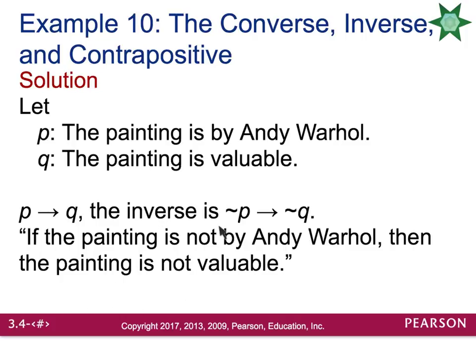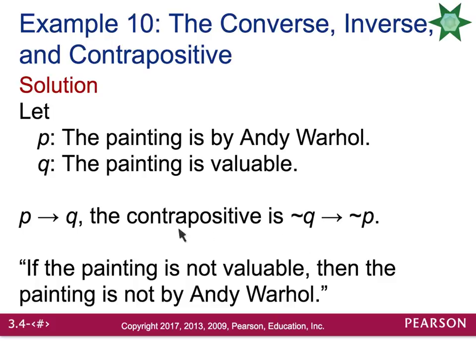The inverse keeps the order the same, but we change P and Q to the opposite. So instead of P arrow Q, we have negation P arrow negation Q. If the painting is not by Andy Warhol, then the painting is not valuable is how we translate the inverse statement. And then finally, for the contrapositive, we do both. We switch the order and we negate both. So P arrow Q, if P then Q, becomes if not Q, then not P. That is translated as if the painting is not valuable, negation Q, then the painting is not by Andy Warhol, negation P. So we're doing both, switching the order and negating both.